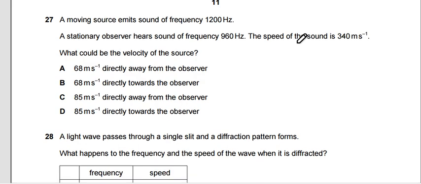A moving source emits sound of frequency 1200 Hz. A stationary observer hears 960 Hz. The speed of sound is 340. What could be the velocity of the source? I have the formula for the Doppler effect. F observer equals F source times V over V plus if it moves away, or minus if it moves towards, V source.